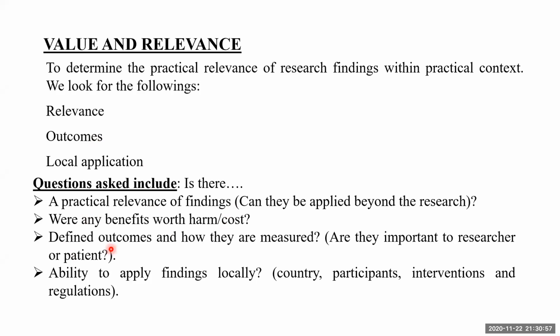Defined outcomes: is there any defined outcome and how is it measured? Are they important to the researcher or patient? So this is called a researcher-oriented outcome or a patient-oriented outcome. For example, we have a patient with a surviving tooth after root canal treatment. He has a periapical lesion, but the tooth is asymptomatic and the tooth is functioning in the patient's mouth. From the patient perspective, this is enough and there is no problem for the patient. So this is called a patient-oriented outcome.